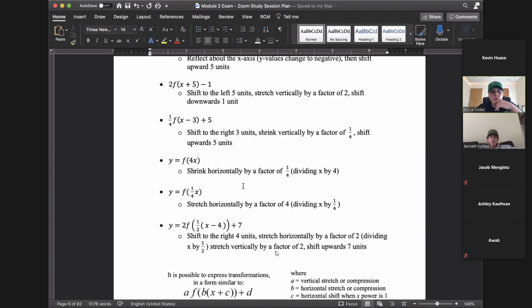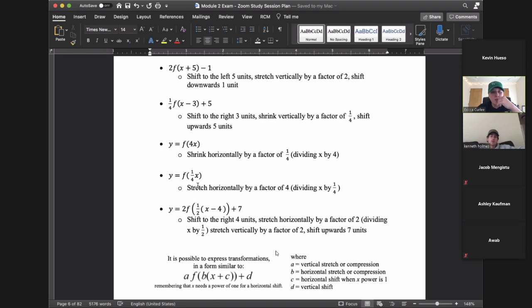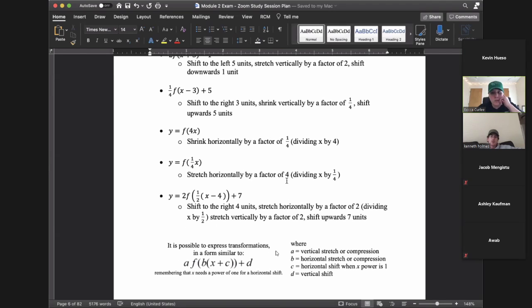y = f(4x) just means shrink horizontally by a factor of 1/4. You're just dividing x by 4. So that means that you're shrinking by a factor of 1/4. It's the same thing as multiplying by 1/4 or dividing by 4. y = f((1/4)x), you're stretching horizontally by a factor of 4, because remember, when it's less than 1, it's going to be a horizontal stretch. It's the same thing as dividing by 1/4.